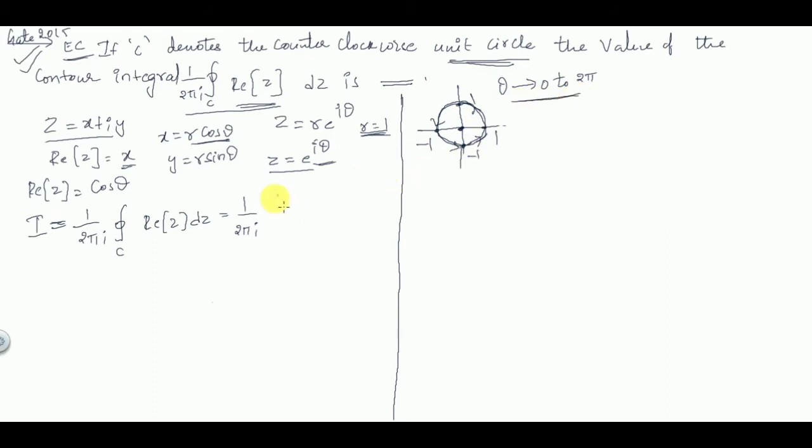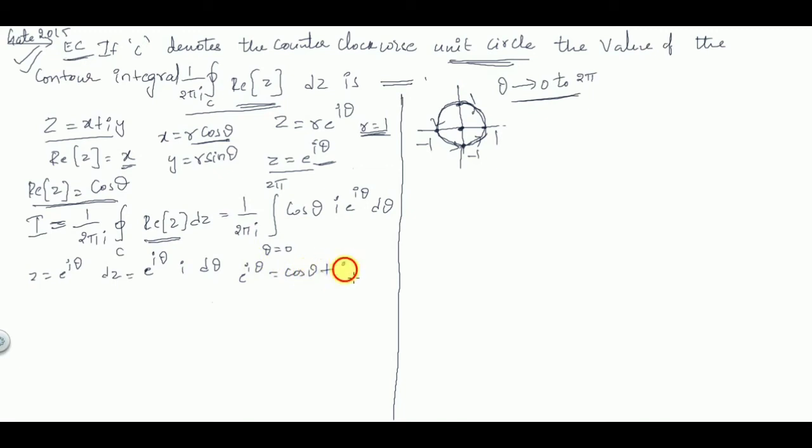So if you are evaluating this integral, substituting the limits as 0 to 2 pi, the real part of z we have now found as cos theta, and z is equal to e power i theta. So when z is equal to e power i theta, what will be dz? dz value is i e power i theta d theta. We know that e power i theta is cos theta plus i sin theta. So just substituting this, what you'll get?